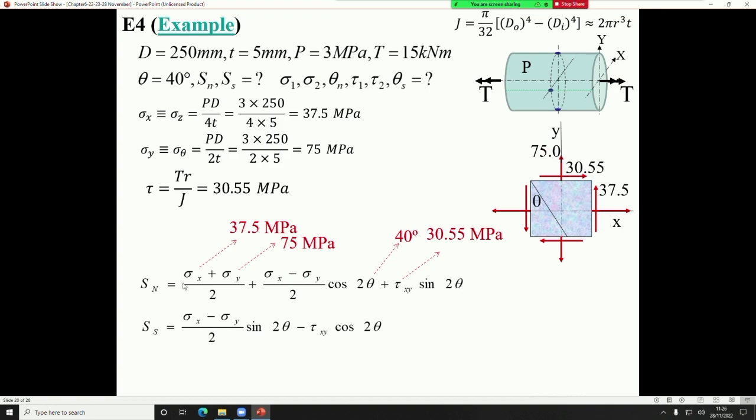37.5, 75, theta is 40, so 2 theta becomes 80 degrees. From there you find Sn, which is 83 megapascals, and Ss, which is minus 23.77 megapascals. Any questions?